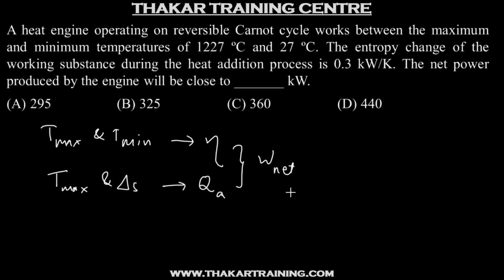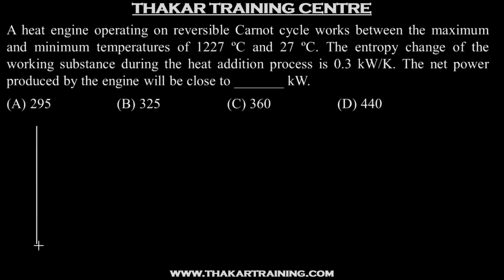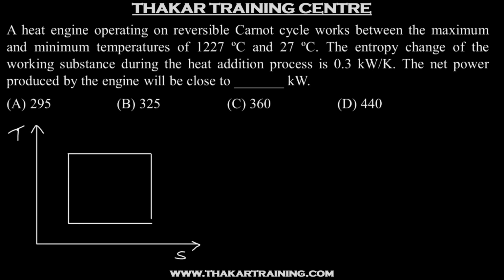But what we can also do in this question is solve it graphically. That way we'll be able to reach the answer faster. So let's see that now. If we make the TS diagram of a Carnot cycle, it is going to be a rectangle, right? Something like this. So this is the T max that is given to us, and this is T minimum.